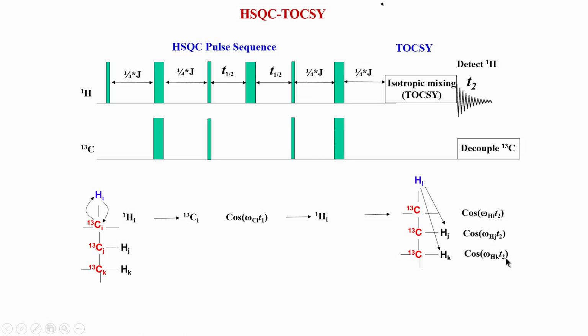They will evolve during T2, and their evolution is captured as cosine omega HI, HJ and HK T2. Now if you look at these correlations, what we have done with this experiment is correlate or connect the chemical shift of carbon of I to its own proton, which is HSQC. This combination, that is CI in T1 and HI in T2, is nothing but the HSQC peak, which all of us have now seen in the previous lectures. This is what we got in the HSQC.